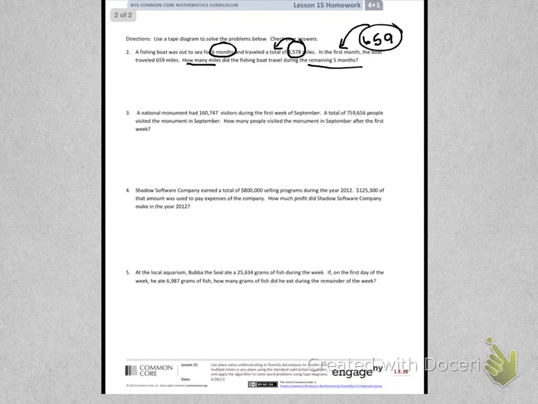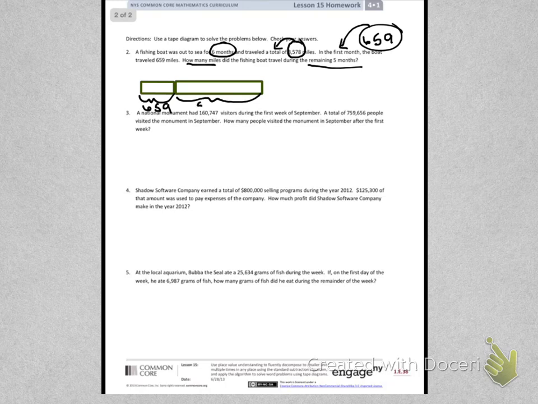So let's go ahead and put this in a tape diagram. We have our first month, which totaled, let's see, what was the first month? The first month was 659 miles. And we don't know the remaining 5 months, so I'm just going to make kind of a big block for 5 months. And that one is a question mark.